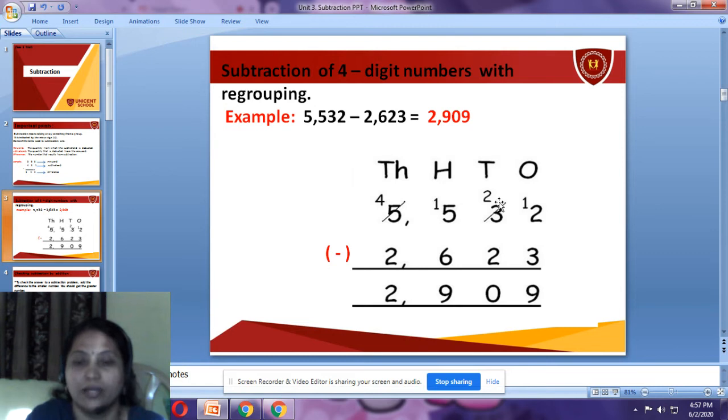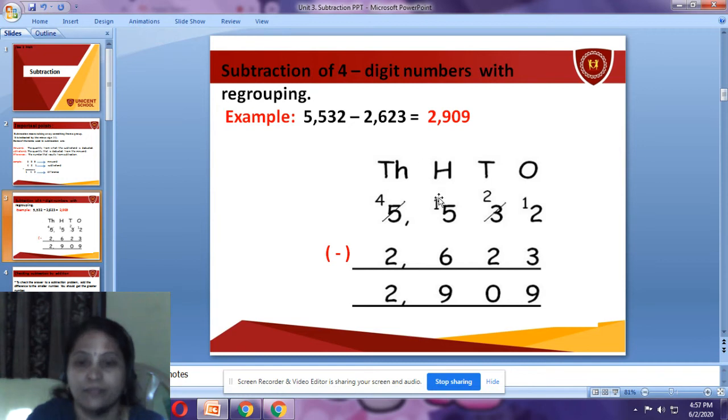Okay, now let's move on to the tens place. Okay, children, in tens place we have 2 minus 2. So we are able to subtract. Yes, children, we need no borrowing from hundreds place here. So 2 minus 2 is 0.